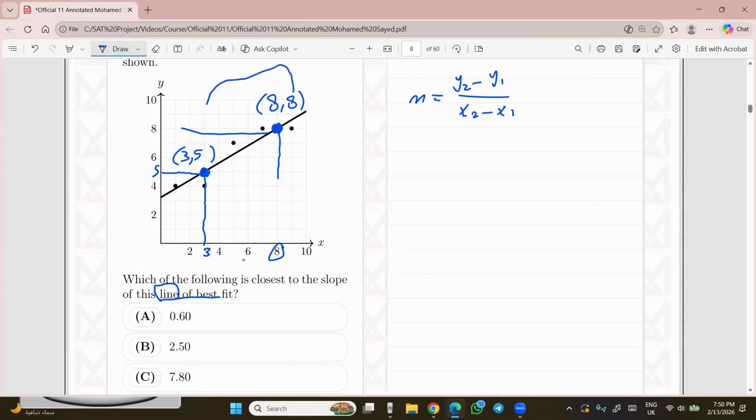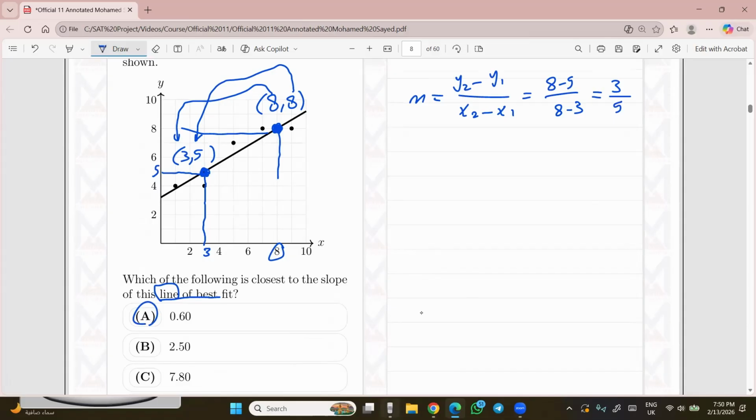y2 minus y1 over x2 minus x1. So 8 minus 5 over 8 minus 3. And you get 8 minus 5 is equal to 3, 8 minus 3 is equal to 5. 3 over 5 is your answer, and 3 over 5, of course, is equal to 0.6.